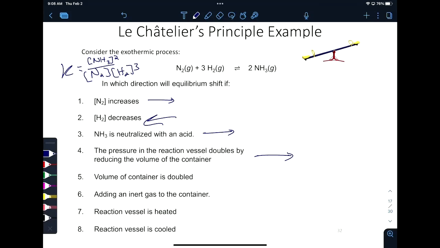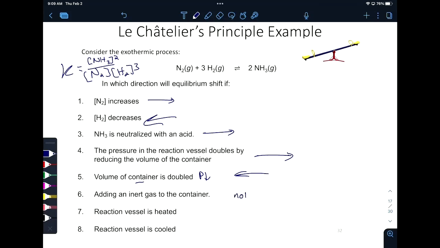What if the volume of the container is doubled? Backwards, so it's the reverse of that. If the volume of the container doubles, pressure actually decreases overall. And so again, the chemical equilibrium doesn't like being disturbed, so it's going to replace some of that pressure by moving in the direction where there are more moles of gas to fill that void. So it's going to go this way. All right, adding an inert gas to the container.